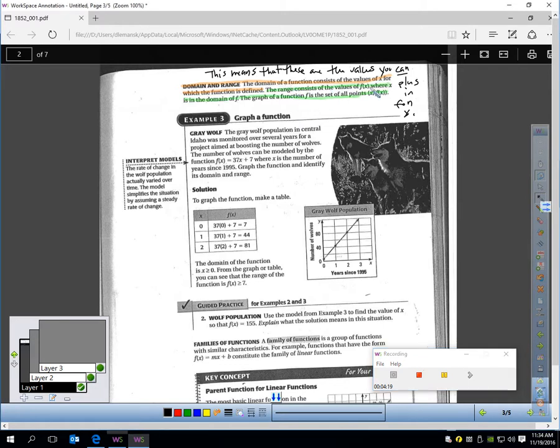The range consists of the values of f of x, where x is in the domain of f, and the graph of the function f is the set of all points x, comma, f of x.